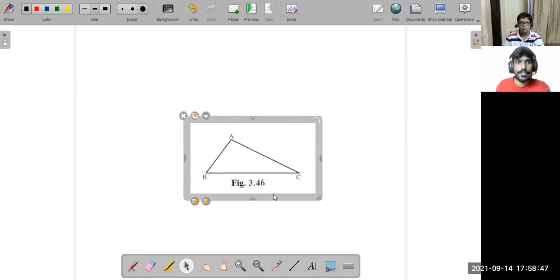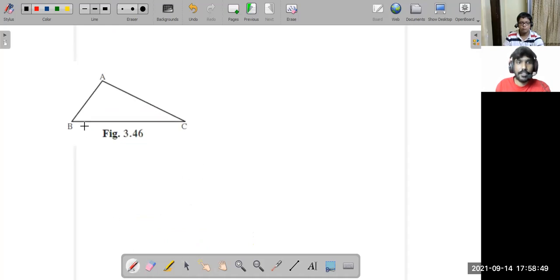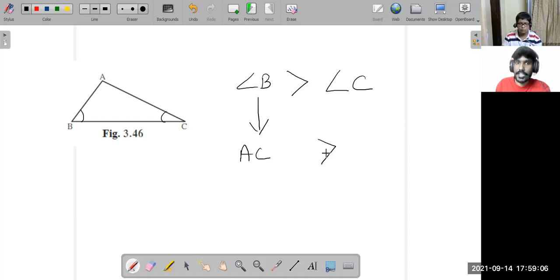Next theorem, what does it say? If angle is greater, suppose angle B is greater than angle C, then the side which is opposite to angle B, that is AC, will also be greater. Side opposite to angle B is AC, side opposite to angle C is AB. So side opposite to angle B will be greater than side opposite to angle C, which is AB. So AC will be greater than AB.